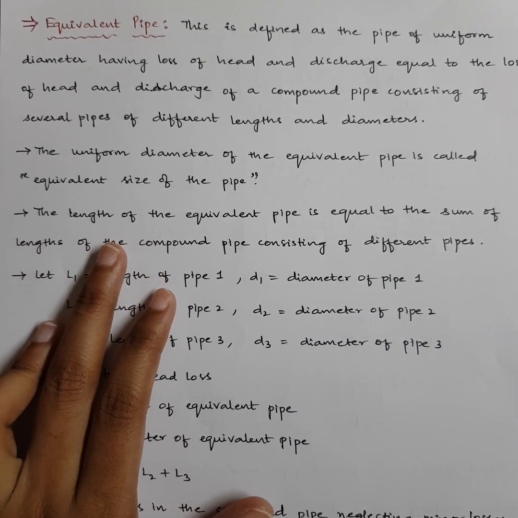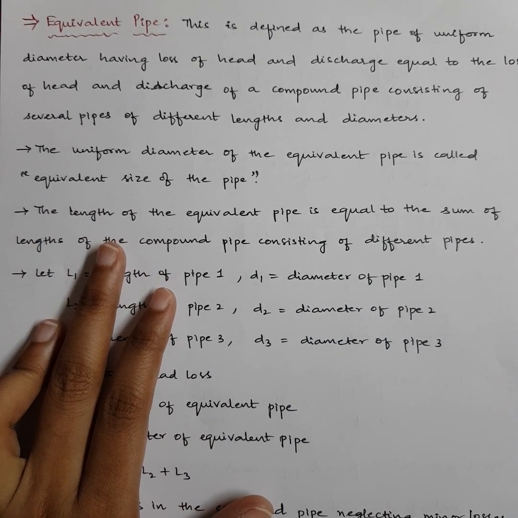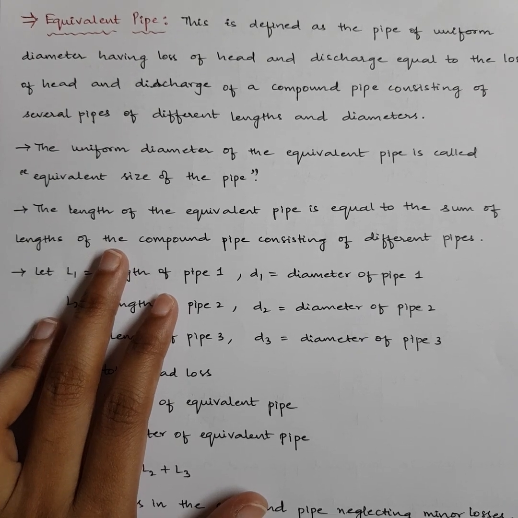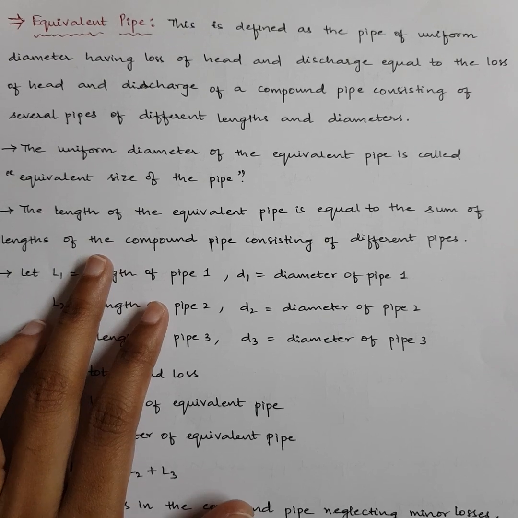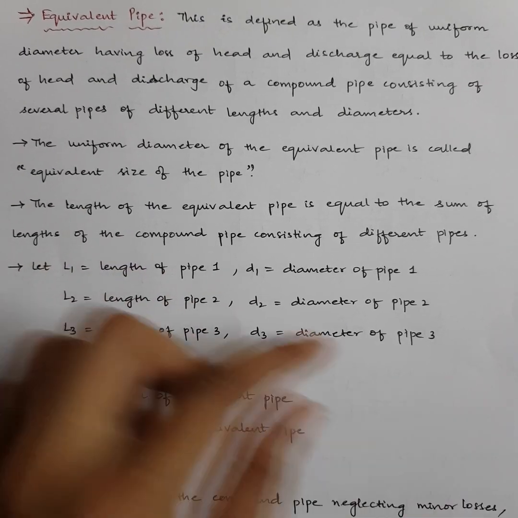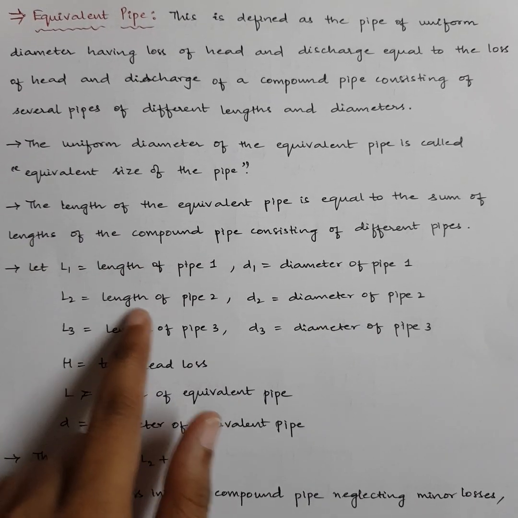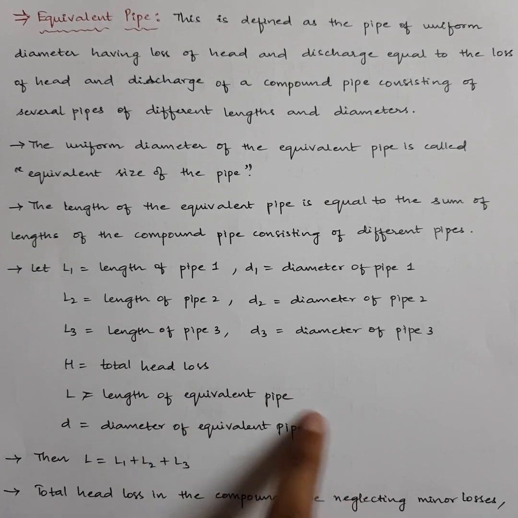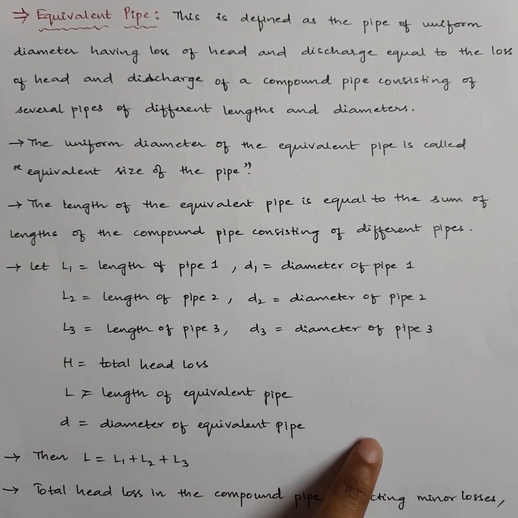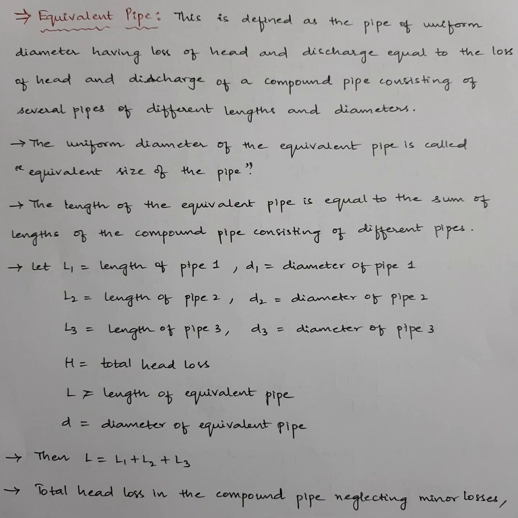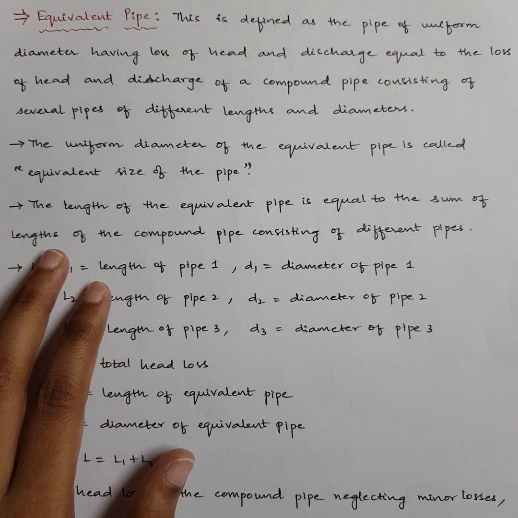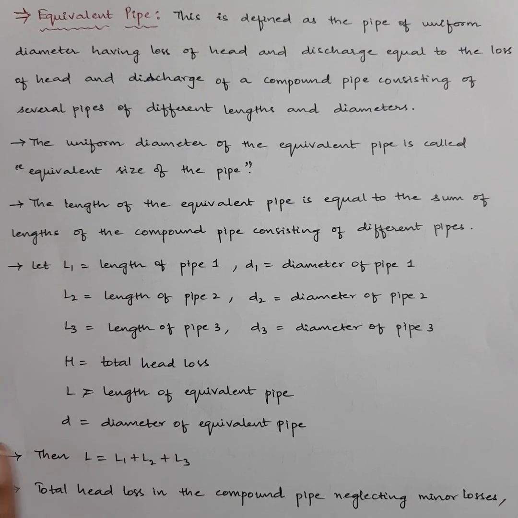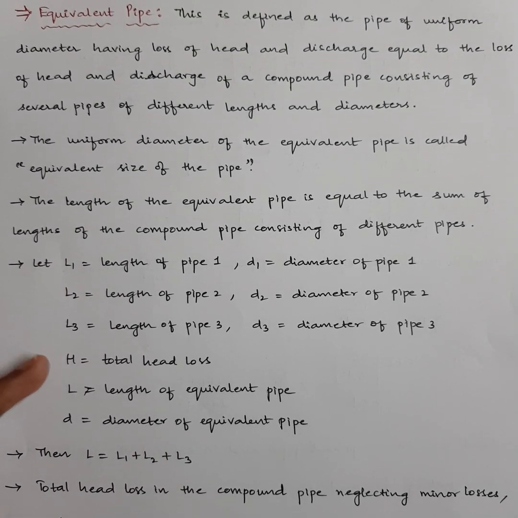And the length of this equivalent pipe will be the summation of the lengths of those three pipes which were connected in series. If you remember the earlier video, there I have shown you two reservoirs connected with the help of three pipes. So the total length of three pipes L1, L2, L3 will be equal to the total length of this equivalent pipe L. So length of equivalent pipe L will be equal to L1 plus L2 plus L3. If there are four pipes, it will be plus L4 also.